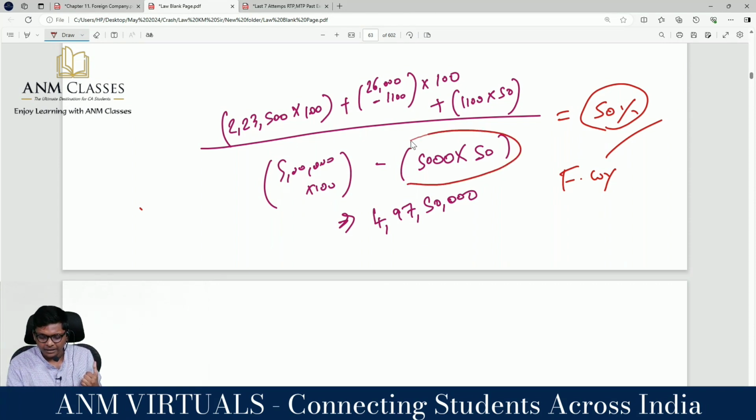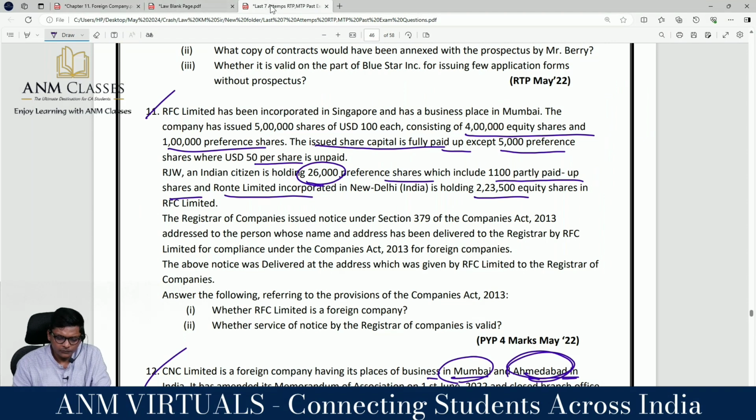I am removing calls in arrears in the denominator and numerator and finding the balance, which is 50%. Okay. Next. Come to that, this company has to follow all provisions of the Act. They have to follow all the provisions of the Companies Act.